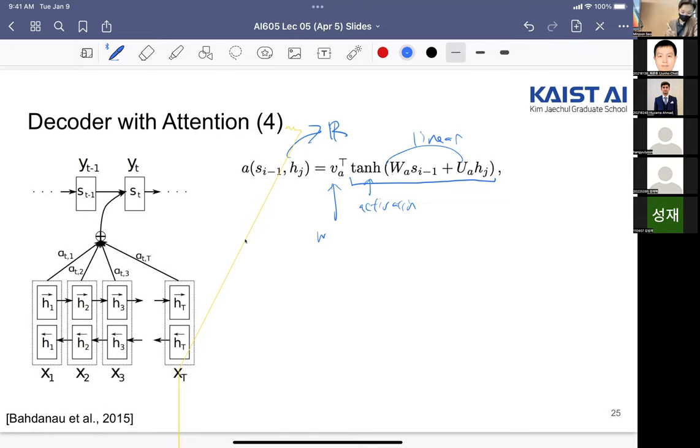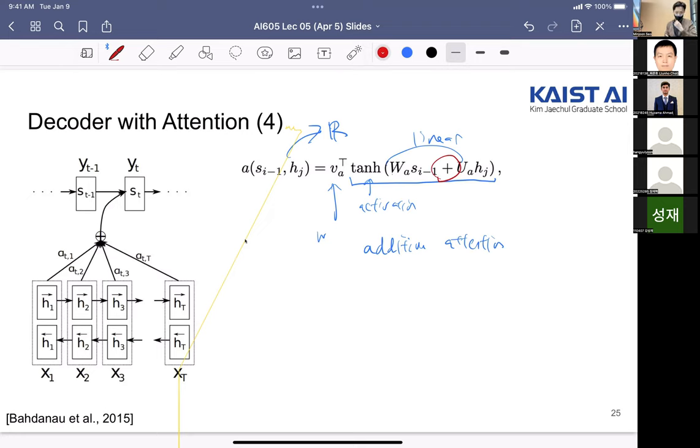People back then called this attention with addition or something like that. Additive attention, yeah, that's what people call this additive attention, because the interaction between S_{i-1} and h_j, the two inputs of the scoring function, is that they're added, right?